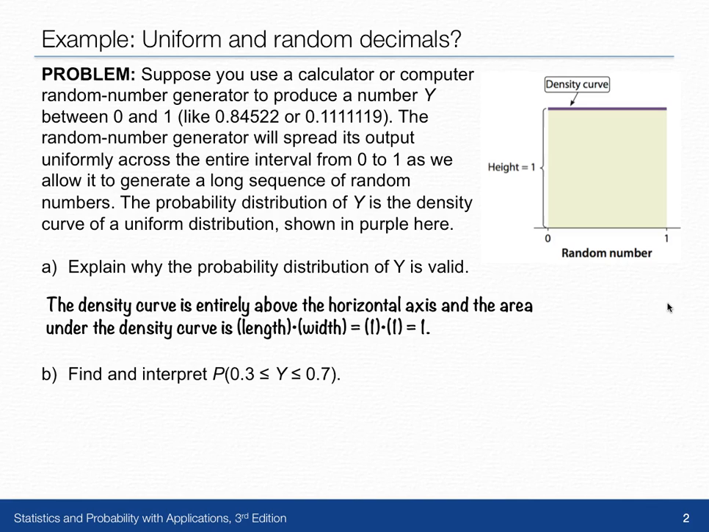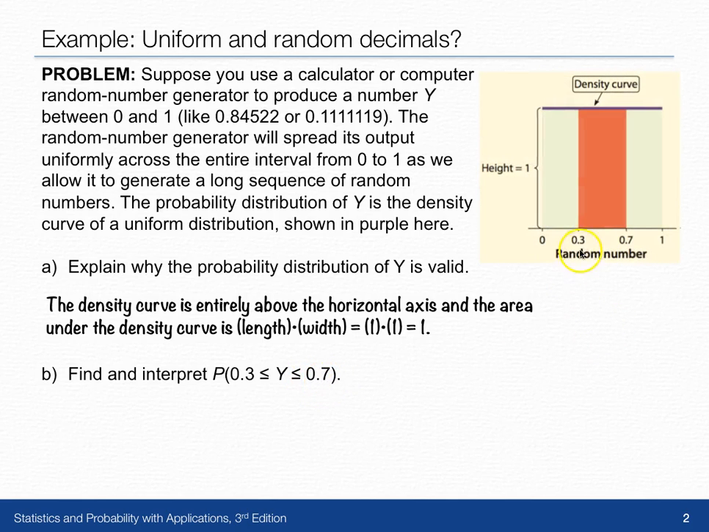Next, let's find and interpret the probability that y is between 0.3 and 0.7. To do so, we note that that would mean y would have to fall somewhere in this range. Maybe it's 0.4 or 0.57692, could be any value between 0.3 and 0.7.